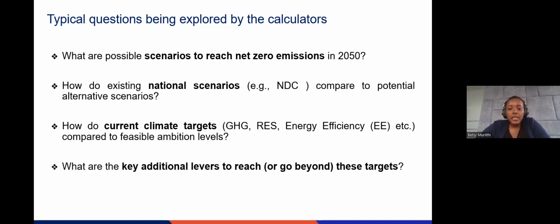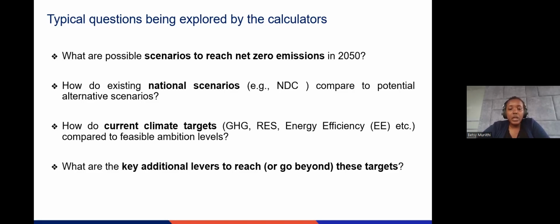Another question you can answer is, how do existing national scenarios compare with potential alternative scenarios? So can you be more ambitious with some of these scenarios? So let's say we have the set national scenarios. Can this be tweaked a little bit more and then see the impact in terms of reduction of greenhouse gas emissions? And then you can also look at how do current climate targets compare to feasible ambition levels. So compare what are the current climate targets and what is feasibly available to the country.